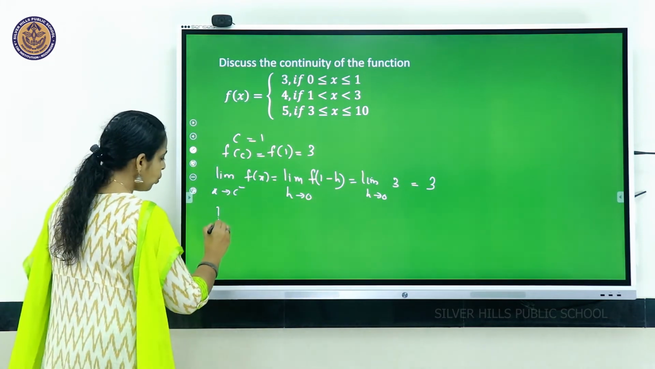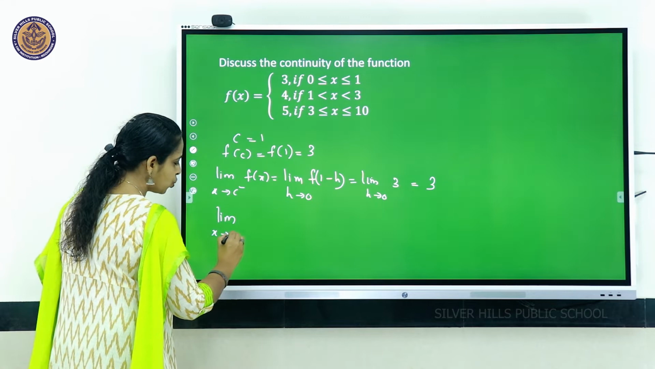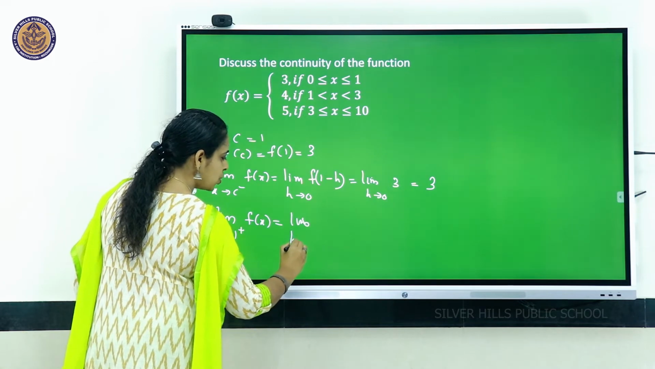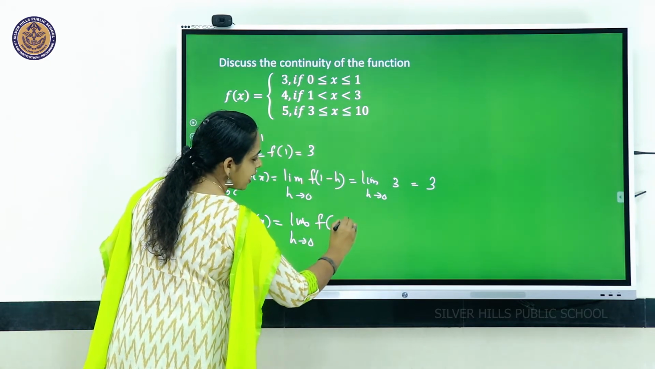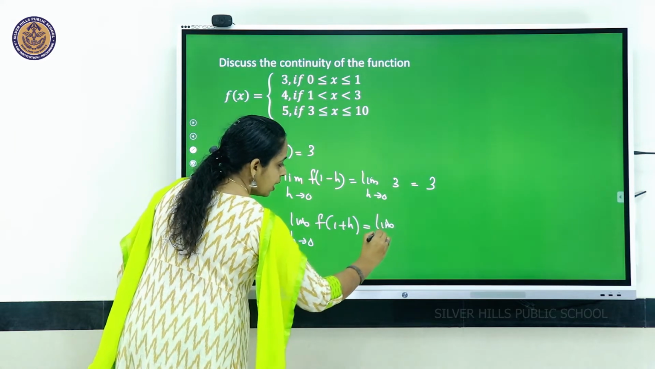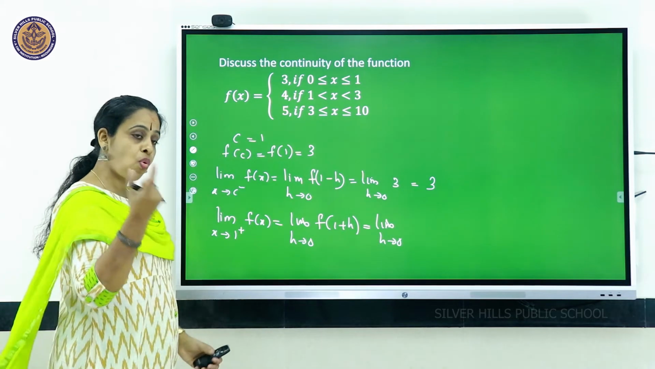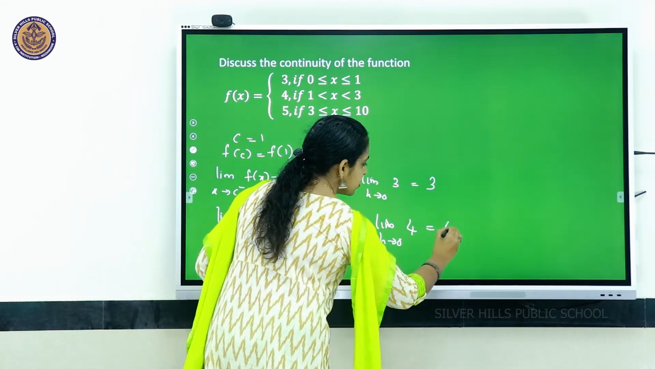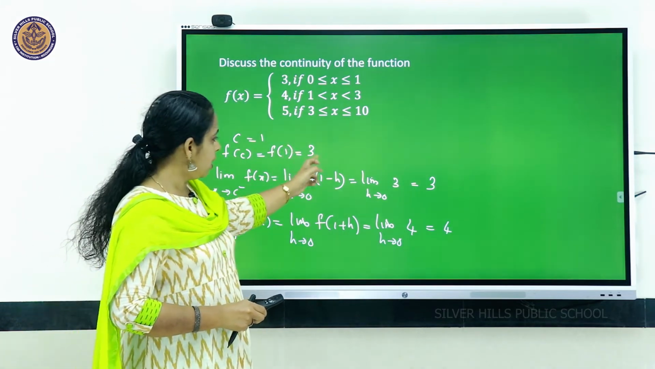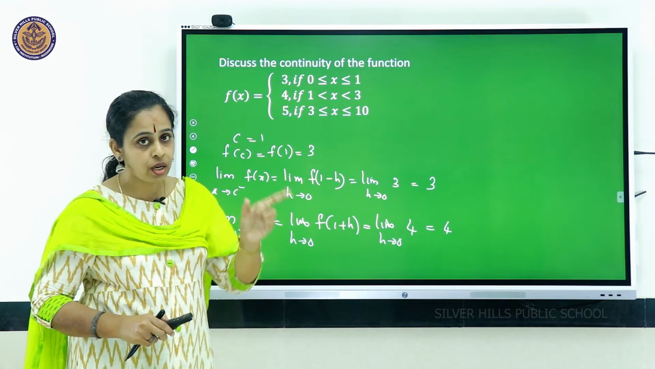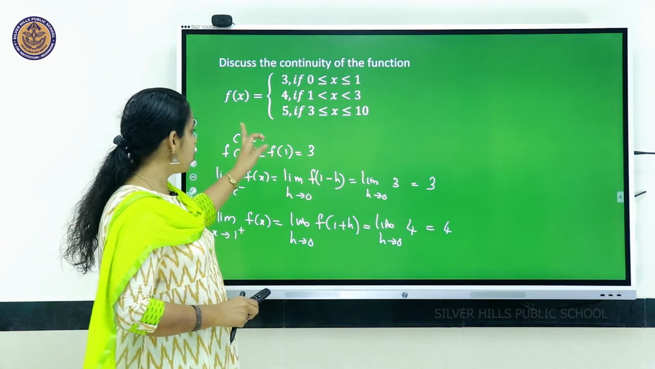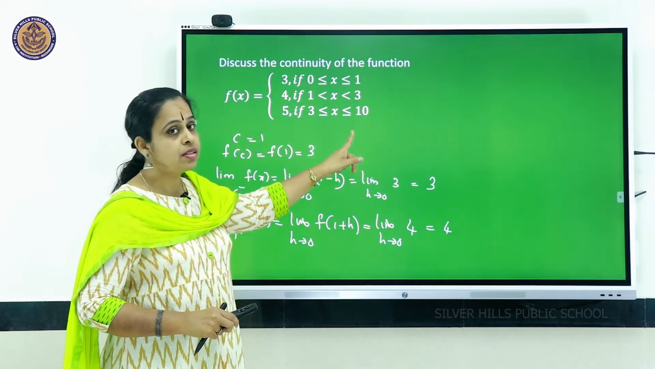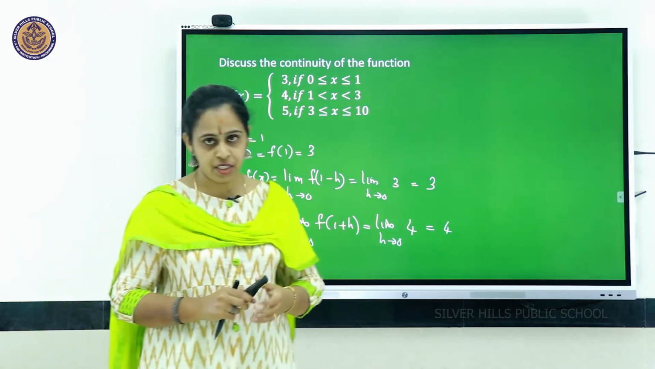Correct? Now, if we come through the right side, x is tending to 1 plus f(x), limit h tending to 0, f of 1 plus h. When it is more than 1, what happens? X is greater than 1, it takes 4. So, answer is 4. 3, 3, 4. They are not equal to each other. So, conclusion, at 1, the given function is discontinuous.